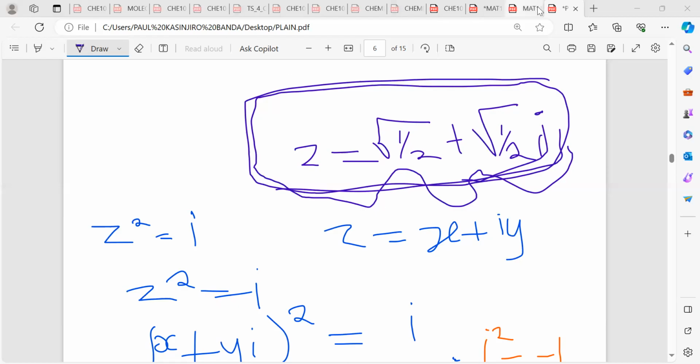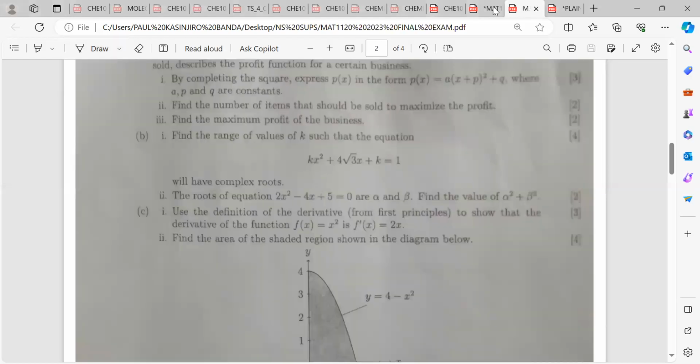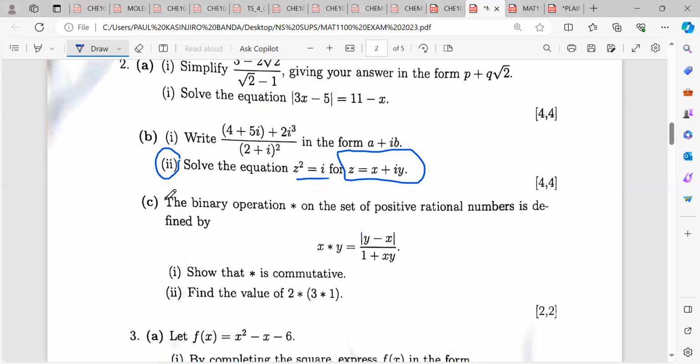So I'll proceed to the next question, which is binary operation.